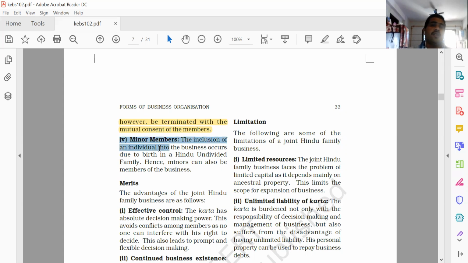माइनर मेंबर, जितने भी माइनर मेंबर है सब मेंबर ही है. जिसने भी जन्म लिया वो सब मेंबर. The inclusion of an individual into the business occurs due to birth in an individual undivided family. Hence, minor can also be the member of the business.